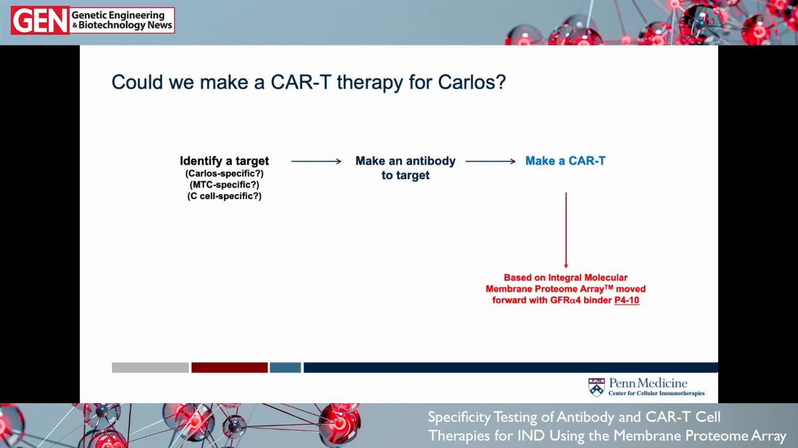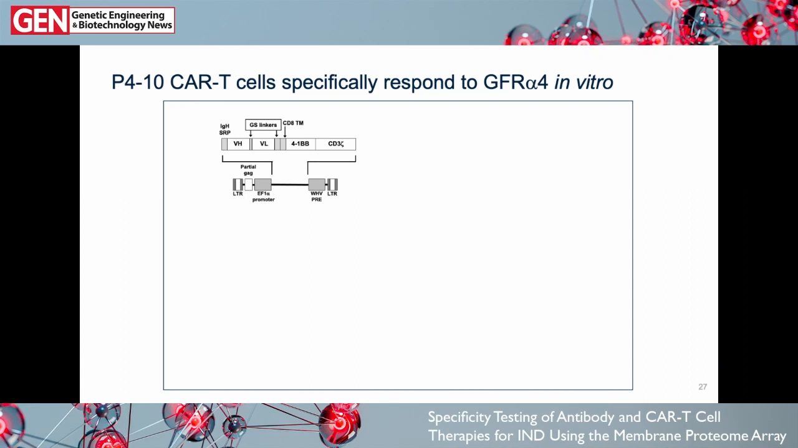Based on the integral molecular membrane proteome array, all of our subsequent preclinical work focused on GFR alpha 4 binder P410. We created a single-chain FV construct of the heavy and light chain variable regions of P410, which we then incorporated into our usual CAR-T vector that comprises a 4-1BB signaling domain and a CD3 zeta chain of the T-cell receptor complex. Lentivirus made from P410 vector was used to transduce human T cells, and expression of the P410 CAR was detected with a donkey anti-rabbit fluorescent antibody, as shown on the top right.